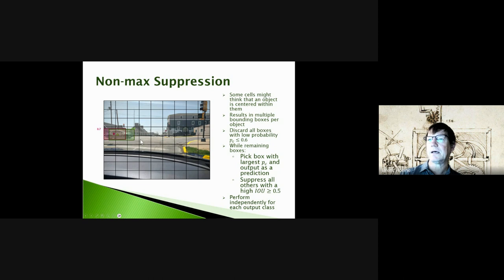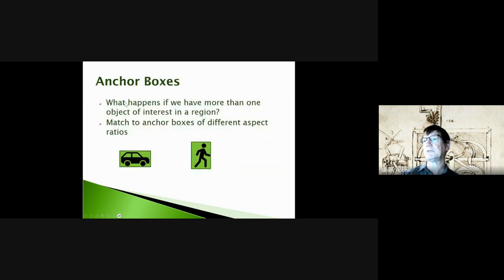How do we handle that situation? If we have more than one object of interest in a region, we can use anchor boxes. I'm just going to introduce this concept here. The idea is that some of these objects have different aspect ratios.